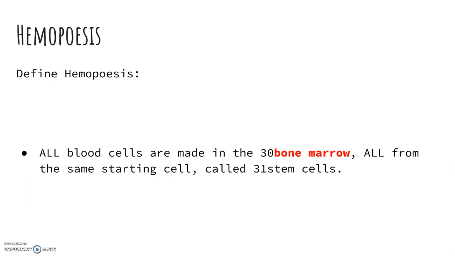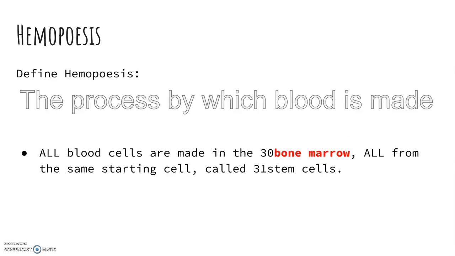All right, hemopoiesis is how blood is made. So define that on your paper, write it out on your guided notes. Hemopoiesis is the process by which blood is made. And all the blood cells, whether they're monocytes, neutrophils, eosinophils, erythrocytes, all of them are made from bone marrow. And they all come from the same type of starting cell, which is called a stem cell. I forgot to make that red. So number 31 on your notes is stem cell.